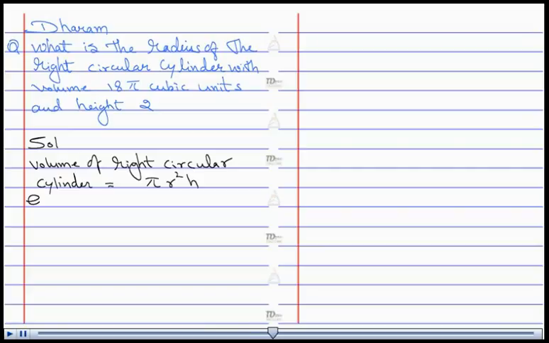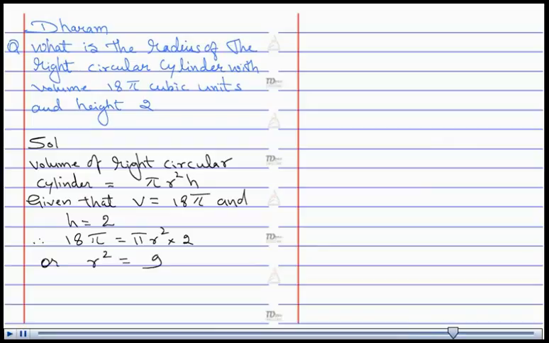In the question we are given that the volume V is equal to 18 pi and height h is equal to 2. Therefore, on equating we can say 18 pi is equal to pi r square into 2. So we get the value of r square as 9. Therefore, we can say that the required radius r is equal to 3 units.